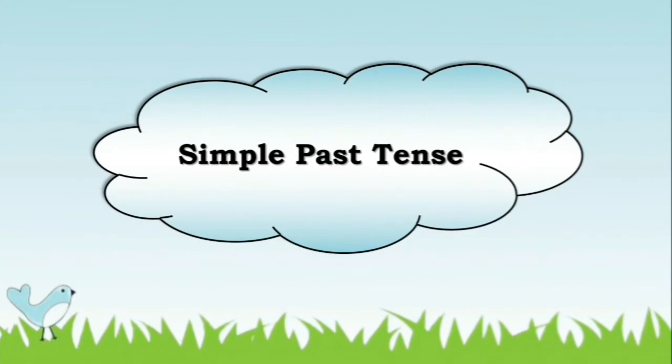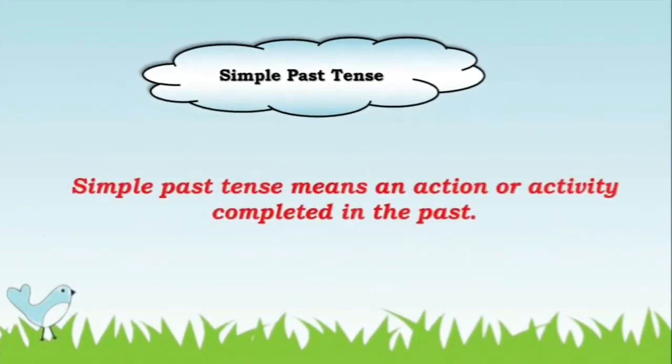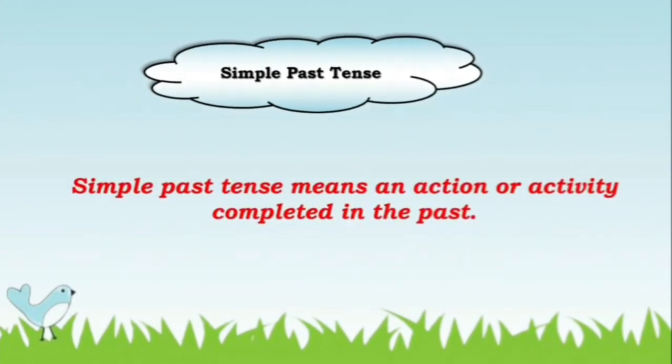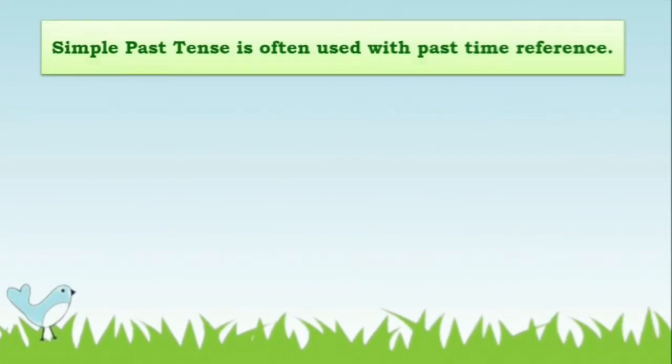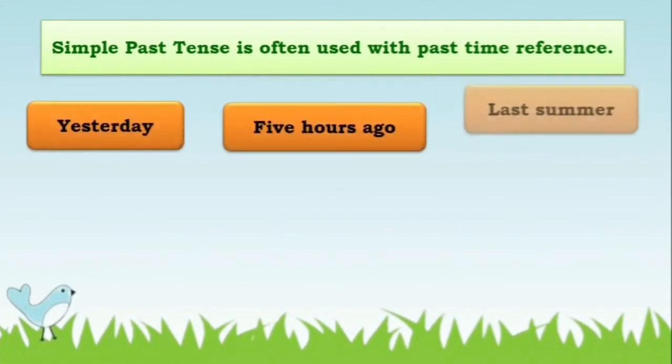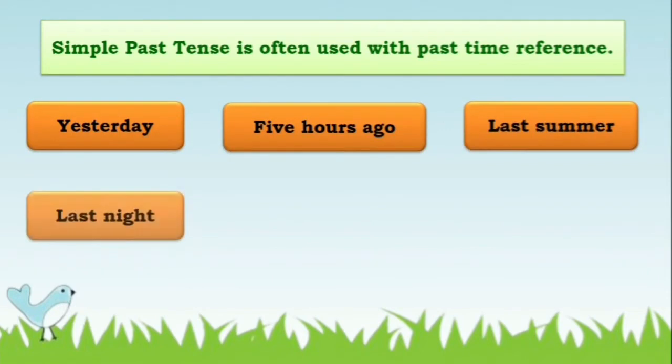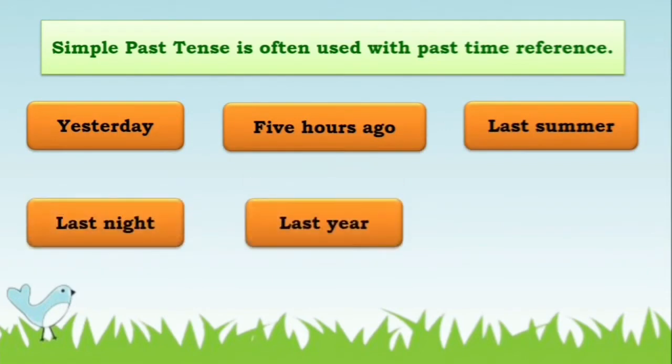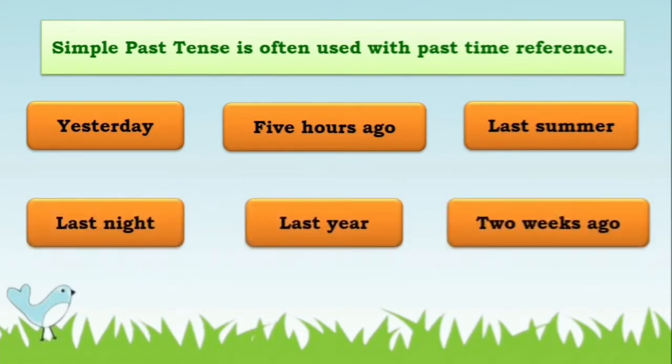Past tense. Simple past tense means an action or activity completed in the past. Children, simple past tense is often used with past time references. For example, yesterday, 5 hours ago, last summer, last night, last year, or 2 weeks ago.